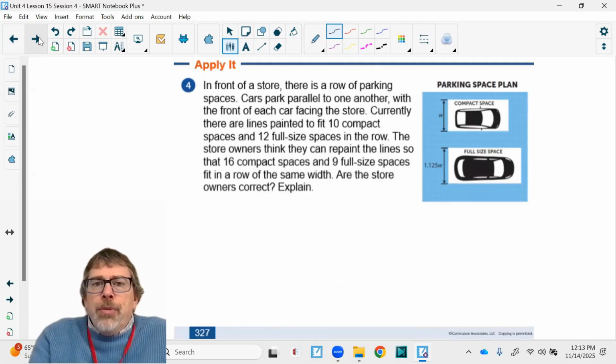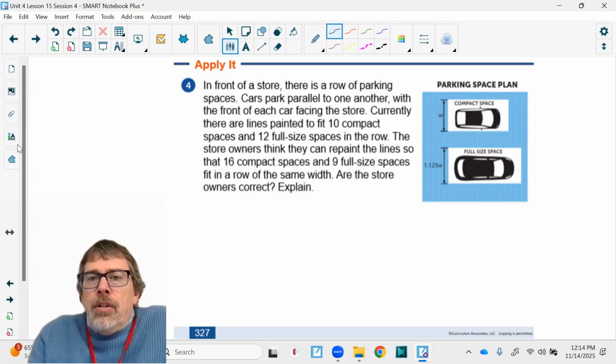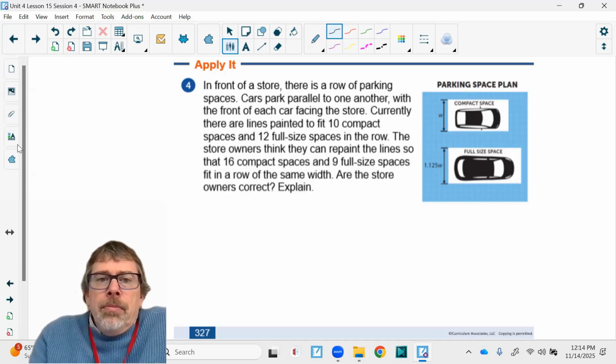In front of a store, there is a row of parking spaces. Cars park parallel to one another, with the front of each car facing the store. And then in the picture, okay, so the store would be over here, I guess. Currently, there are lines painted to fit 10 compact spaces that are W wide, and 12 full-size spaces, which are 1 and 1/8 greater, because 0.125 as a fraction is 1/8. Okay, so that's 1 and 1/8 wide.